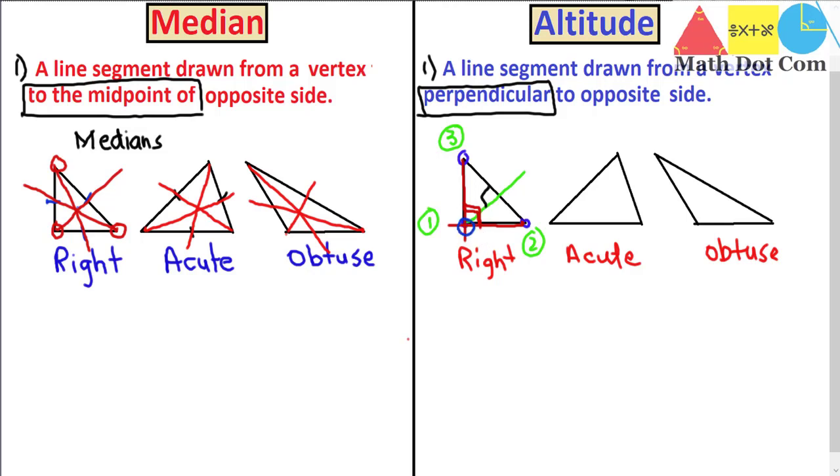Then same in the case of median, we have a meeting point. Here we have a meeting point of 3 medians. And same in case of altitude, we should have the meeting point of all the 3 altitudes.